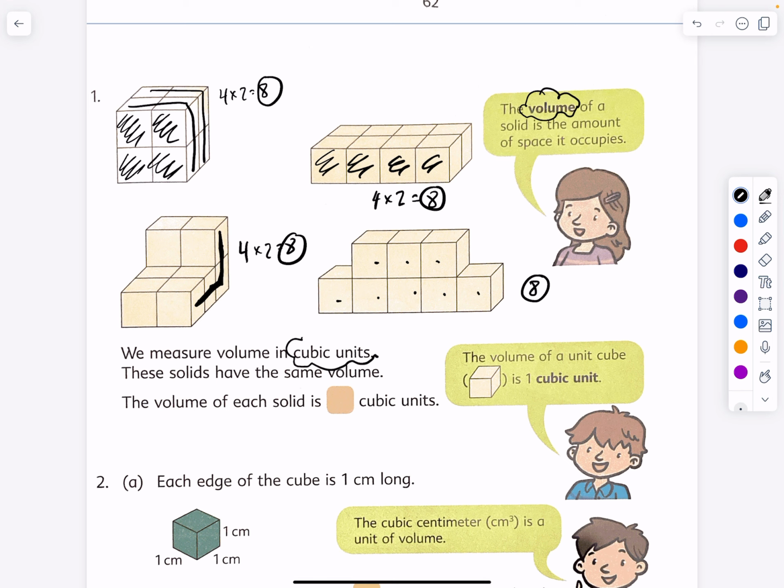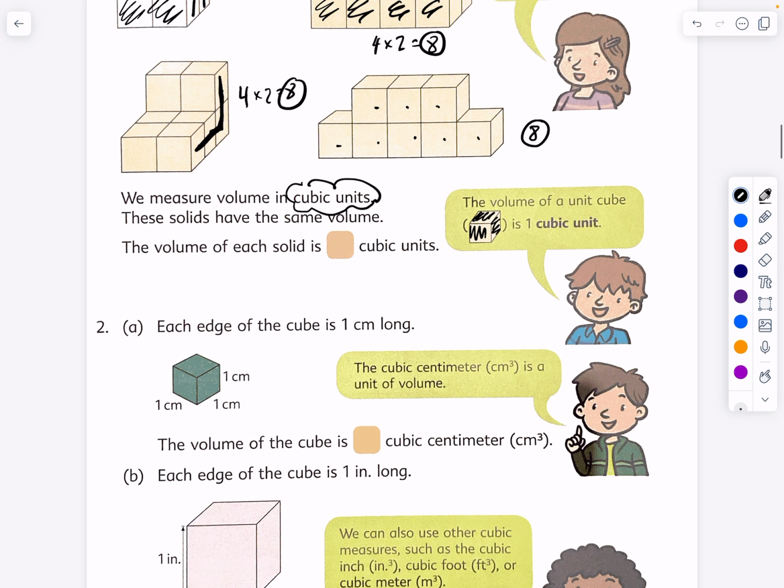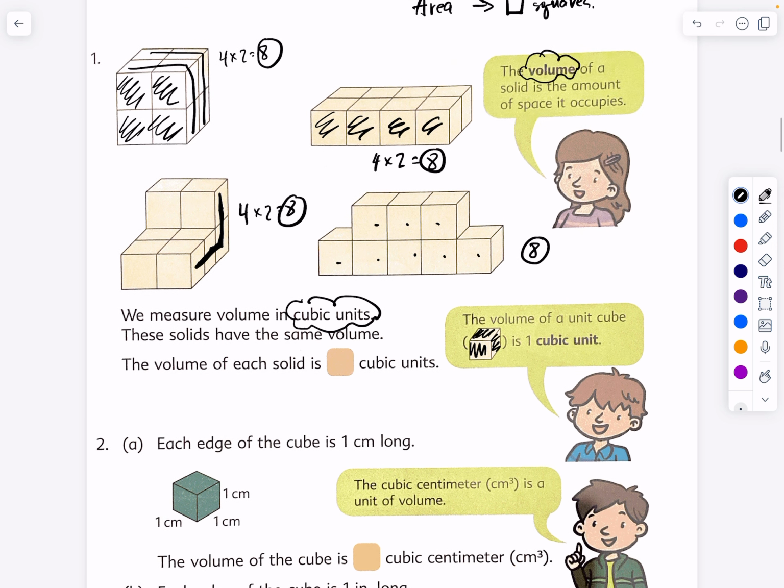We measure volume in cubic units. You see, these tiny cubes. Remember, area was measured in squares, right? We measured area in square units, square inches, square centimeters, square miles, and volume is measured in cubic units. Now, if this is one cubic unit, all of the above examples, 1, 2, 3, 4, are all 8 cubic units each.